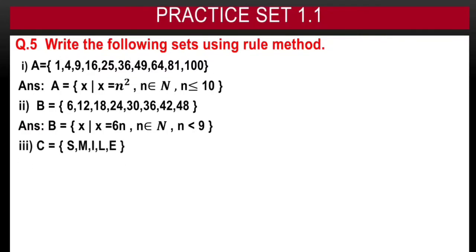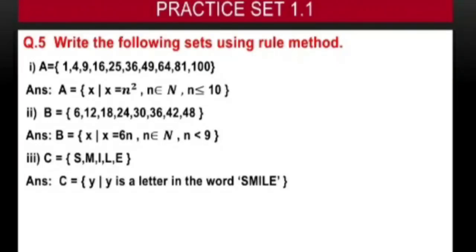Now the third is C is equal to, in curly brackets, S, M, I, L, E. From these letters we make one word, that is smile. So therefore we can write this set as C is equal to, in curly brackets, y such that y is a letter in the word smile.